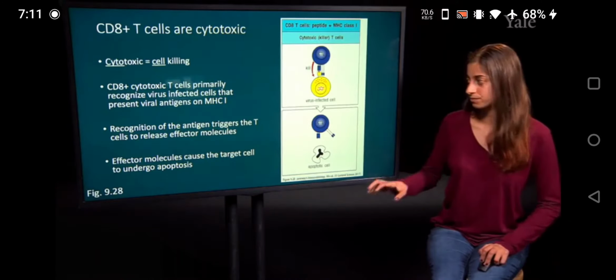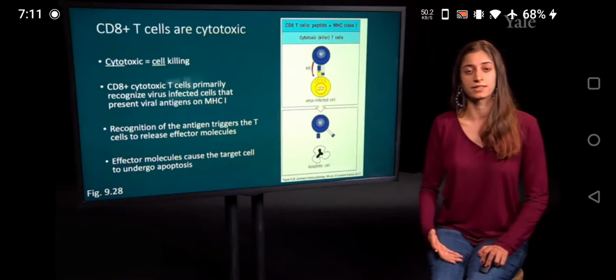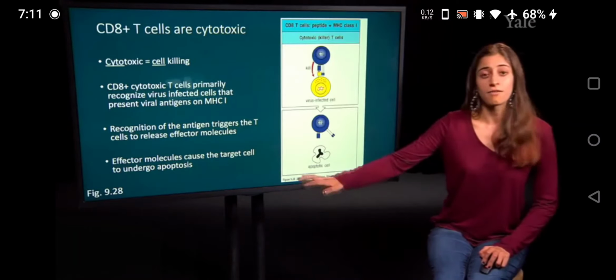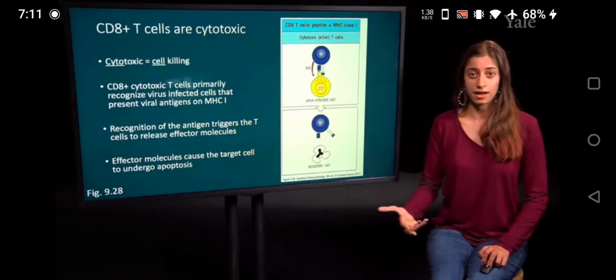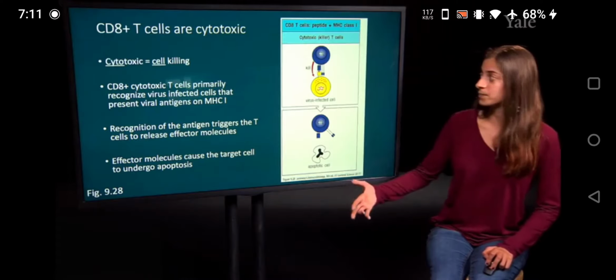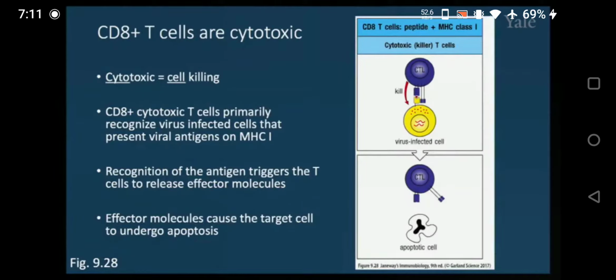Recognition of the antigen presented on MHC class I by the infected cell triggers the CD8 T cell to kill that target cell. Effector molecules released by the CD8 T cell, these are many different cytokines we'll talk briefly about later, then kill that target cell. So you can see here the CTL, which stands for cytotoxic lymphocyte, will recognize a virally infected cell and then kill the cell using effector molecules. That cell dies via apoptosis, which is a non-inflammatory cell death, and thus the virus no longer has a host cell in which to replicate.